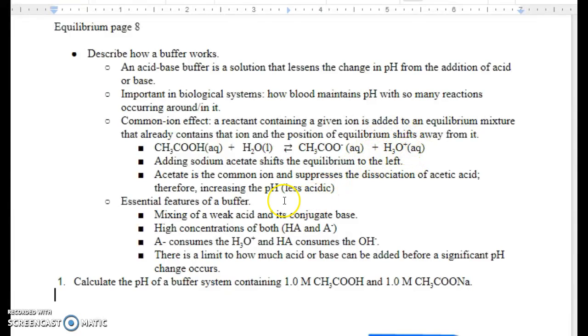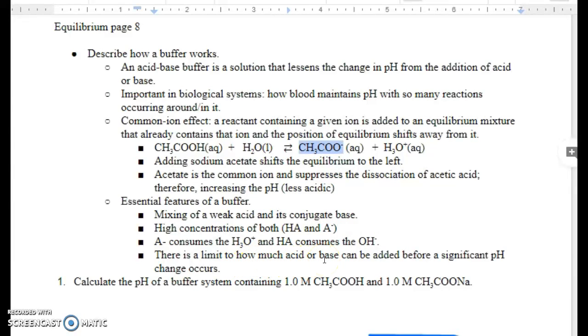So the essential features of a buffer are that it is a mixture of a weak acid and its conjugate base. You'll see acetic acid here, and then on the other side you have the acetate ion. And you must have high concentrations of both for this to work properly. Acetate is going to consume the H+, and acetic acid will consume the hydroxide. So there's a piece that reacts with each part of it, but there is a limit.